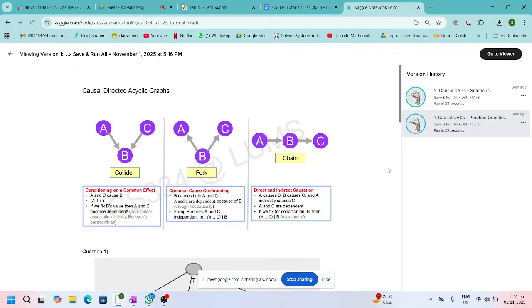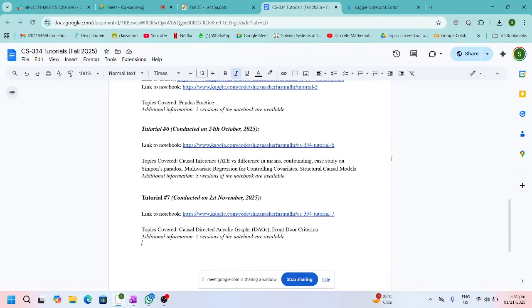Okay, so the agenda for today's session is, well, largely we're going to be focusing on causal inference, and within causal inference, we are only covering causal directed acyclic graphs. As promised, I will go over one practice problem for the front door criterion as well.